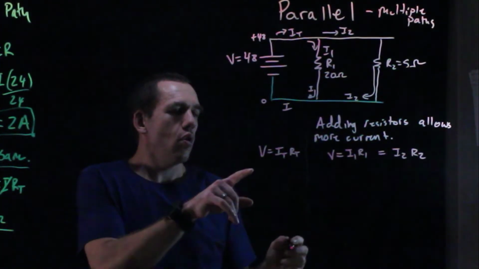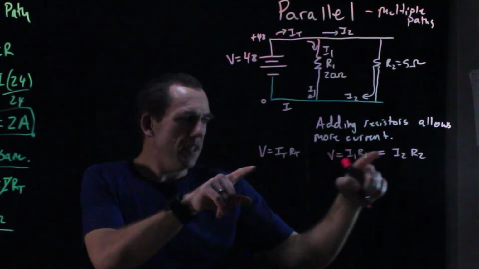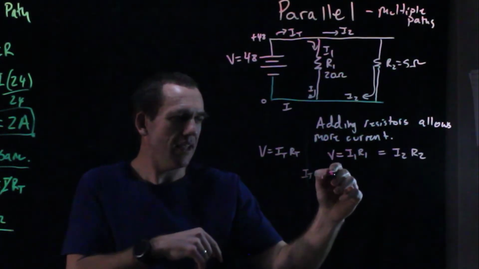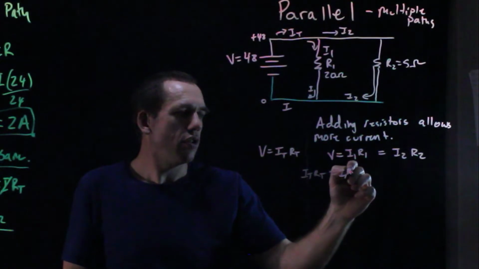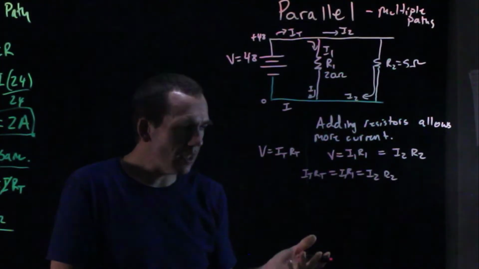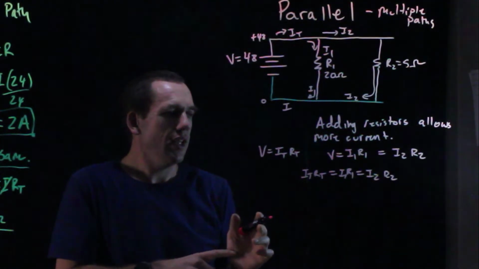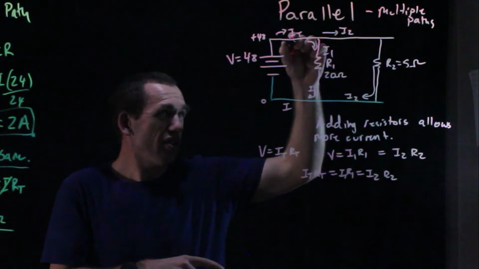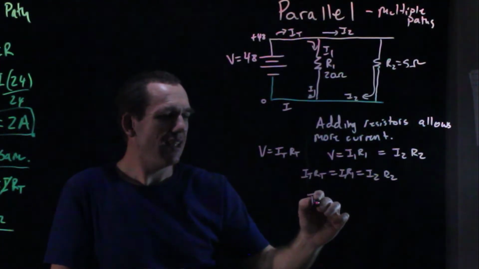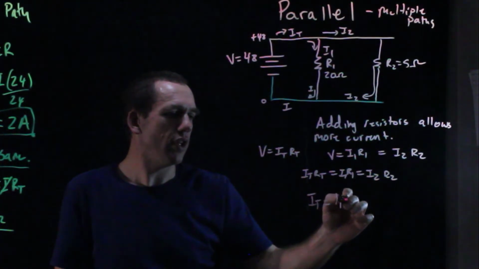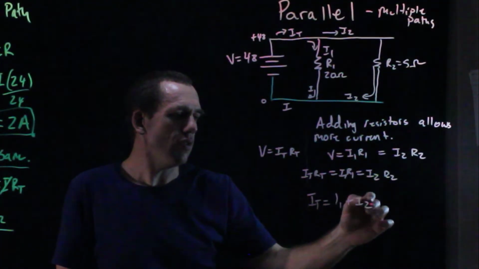Okay, so what I have is all of these are equal to each other. IT RT is the same as the voltage, which is the same as I1 R1, which is the same as I2 R2. Now, I'm going to go ahead and apply the law that says charge is conserved. So the total current IT is equal to I1 plus I2.